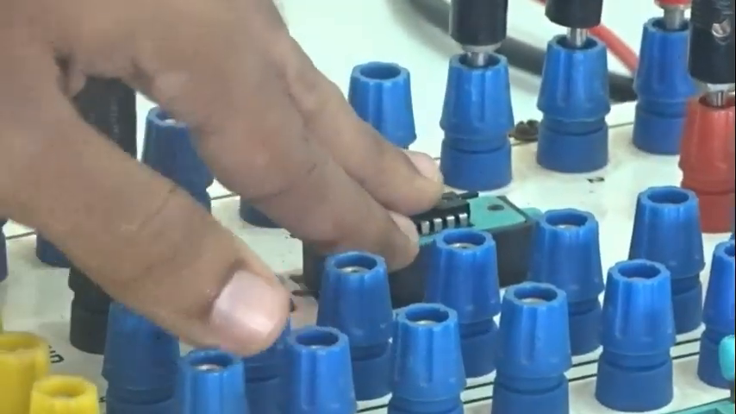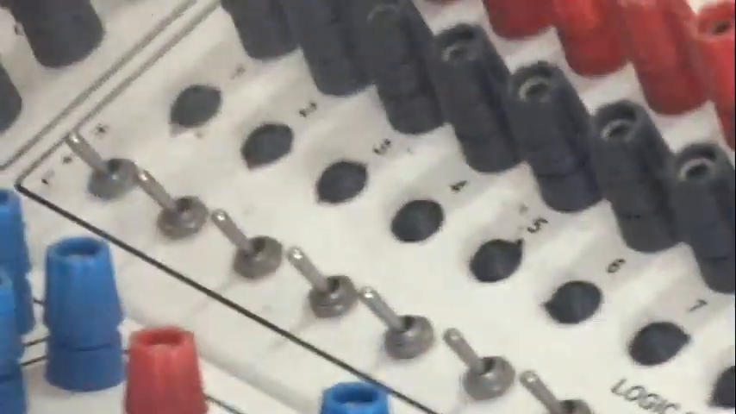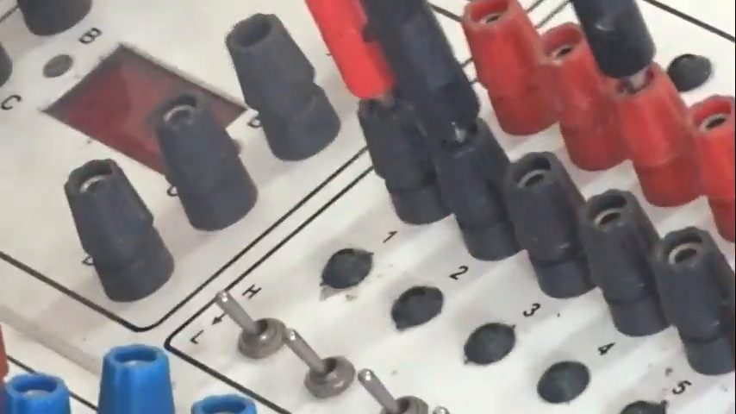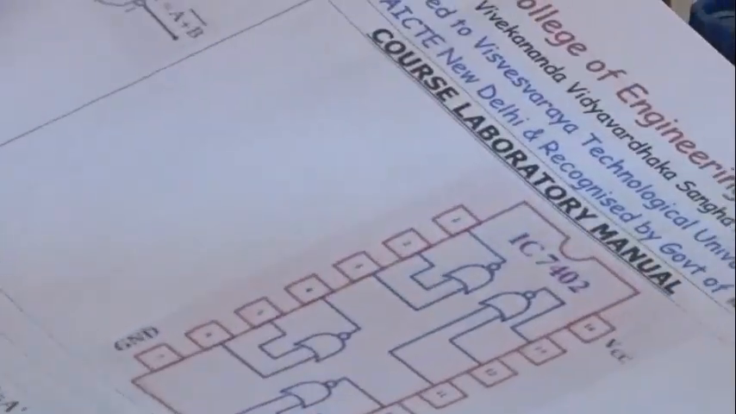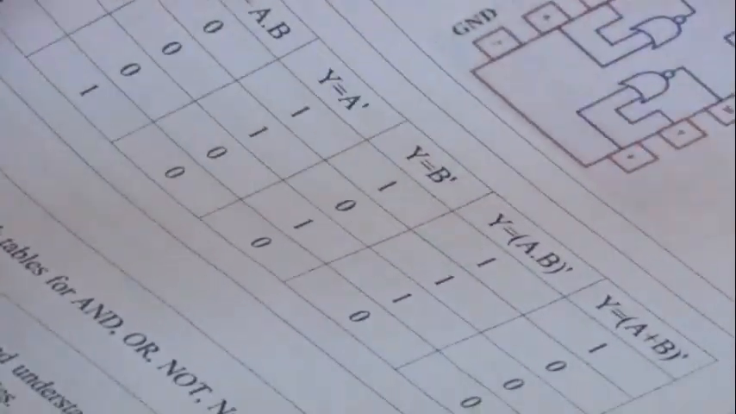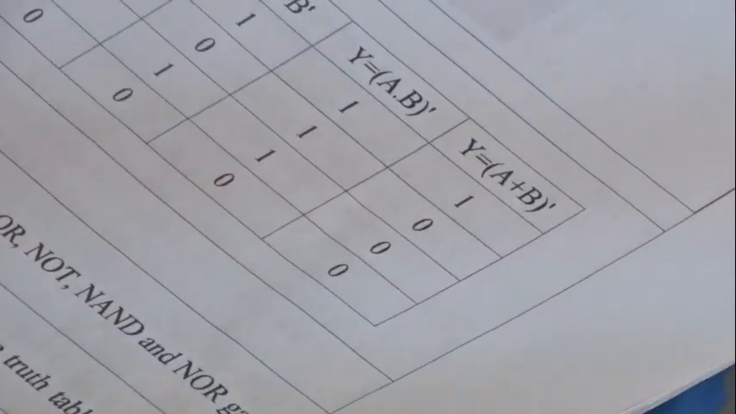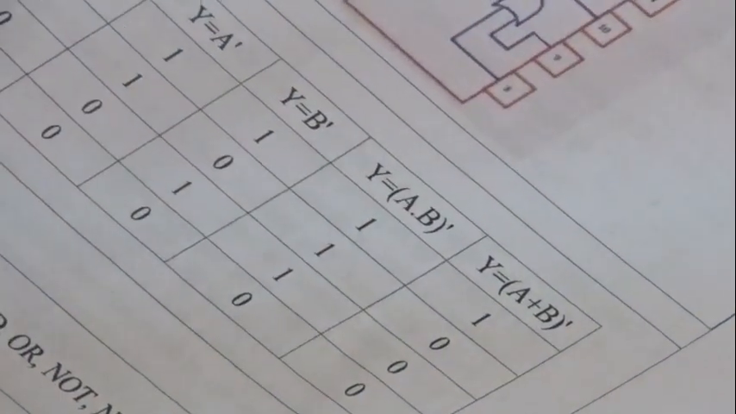So after placing the IC, again, as I said, the connections for AND gate, OR gate and AND gate is same, no change. Next, we will verify the truth table. So switch on the trainer kit. As you can see in the truth table, for the first case 0 0, the output is 1. So as you can see here, when both the switches are off, the output is on, which means logic 1.